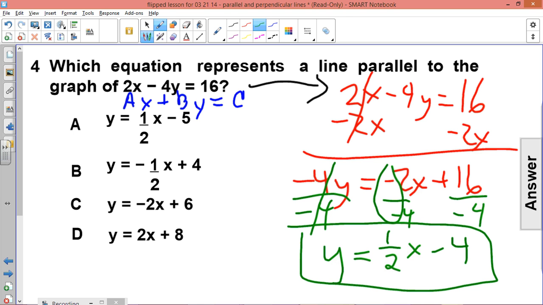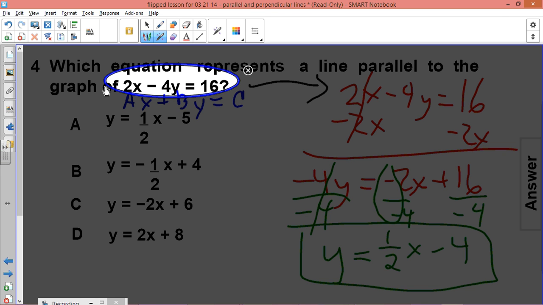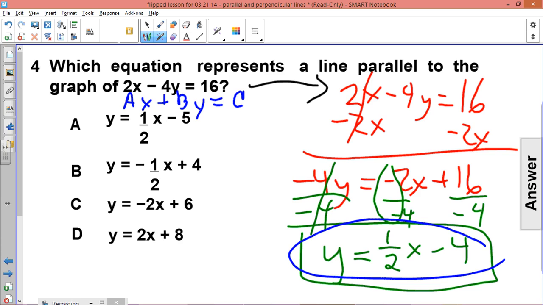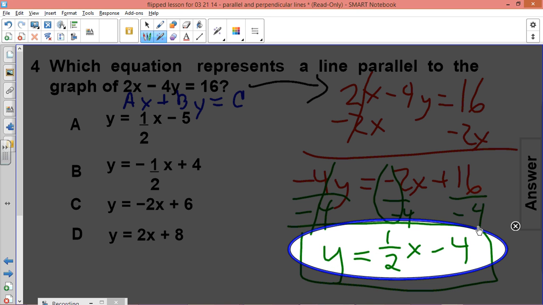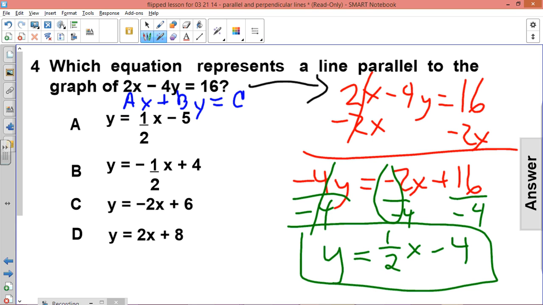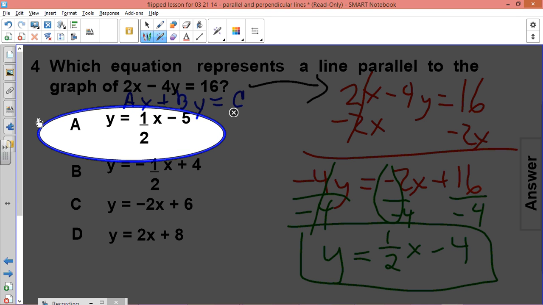All I have is an alternate form of writing the original equation. I was given 2x minus 4y equals 16. This is identical to that. We say that the two equations are equivalent. So I now know that my slope is 1/2. I just have to find one thing over here that has the same slope. Hey, A is getting a lot of action today. It is y equals 1/2 x minus 5.